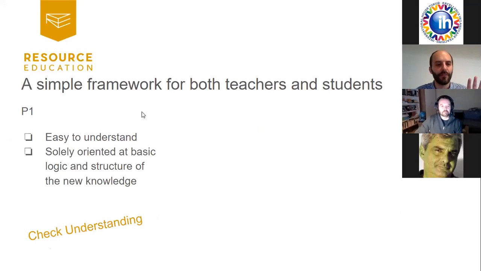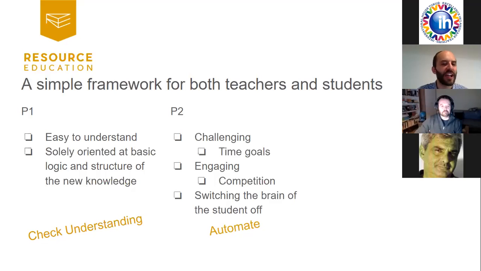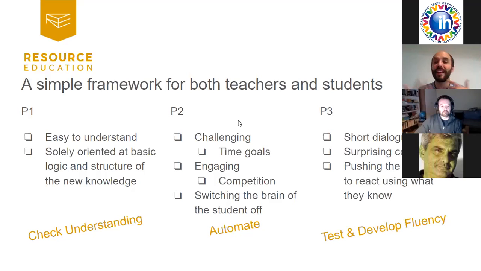P1s, I check understanding if I need to. It's easy to understand. It's only oriented at the basic logic or the structure of the new knowledge. P2s, we automate. It's challenging, it's engaging, and it kind of switches the brain of the student off. System 2 switches off and starts transferring to system 1 because they're trying to do something as fast as they can. And finally, P3s, short dialogues, surprising context. It pushes the student to react using what they know. This framework makes my lesson planning so much more efficient now. And it makes the learning process so much more effective for the students because it really transfers any hard skill from system 2 to system 1.